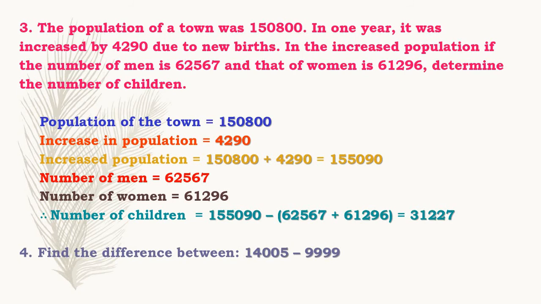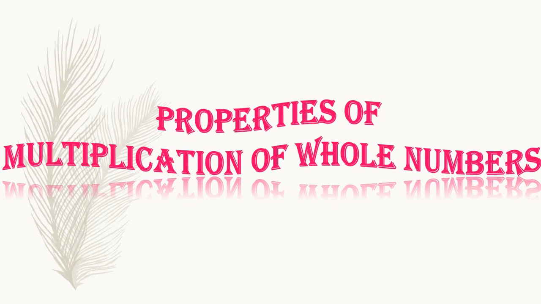Next, find the difference between 14,005 and 9,999. So it is also very easy, you just have to subtract. So when we subtract, we get 4,006. Let's begin the new topic now. We are going to start properties of multiplication of whole numbers.